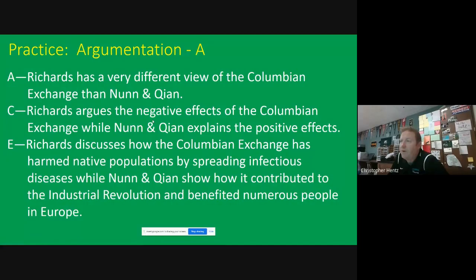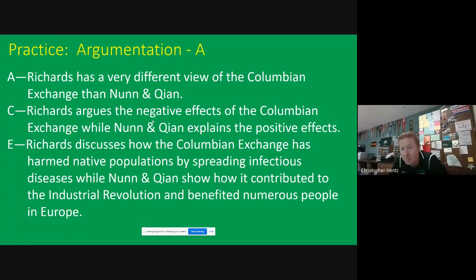Richards has a very different view of the Columbian Exchange than Nan and Kian, okay? Richards argues the negative effects of the Columbian Exchange, while Nan and Kian explain the positive effects, okay? So here I went negative, positive. That was my direction here. Notice how in the C, I guess Columbian Exchange would count as my vocab term, even though I use it again in A also. That's fine. This one's going to be always a little different because you're comparing historical arguments.